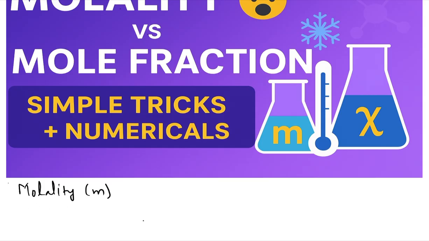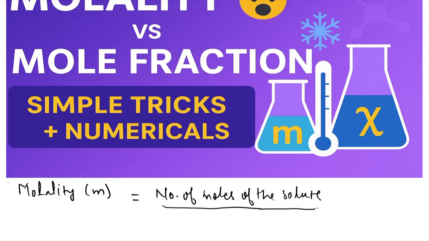What is molality? Molality is basically given by the number of moles of the solute divided by the mass, please remember, it's mass, not the volume, of the solvent in kg. This is the formula.